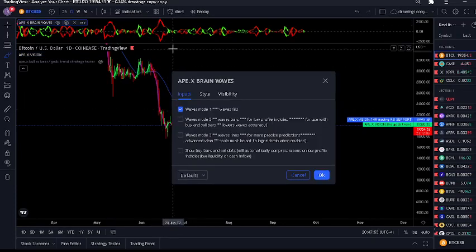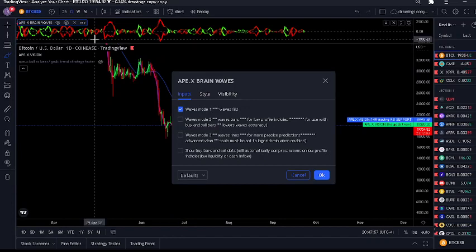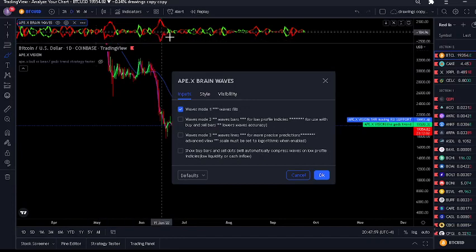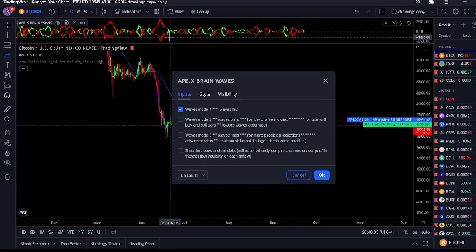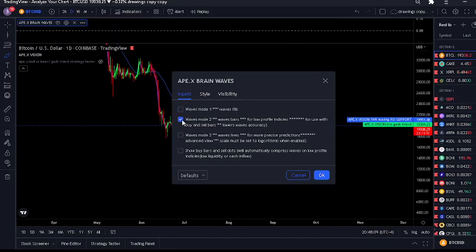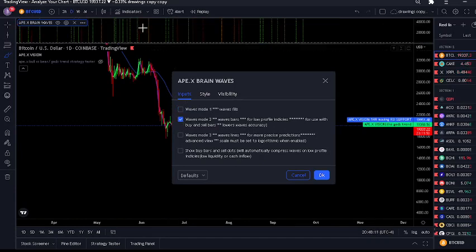When you load it, it's going to give you the most basic, easy read version of it. When it turns red, it's a sell. When it turns green, it's a buy. Congratulations. Then you can go to wave mode 2, which gives you the bars.